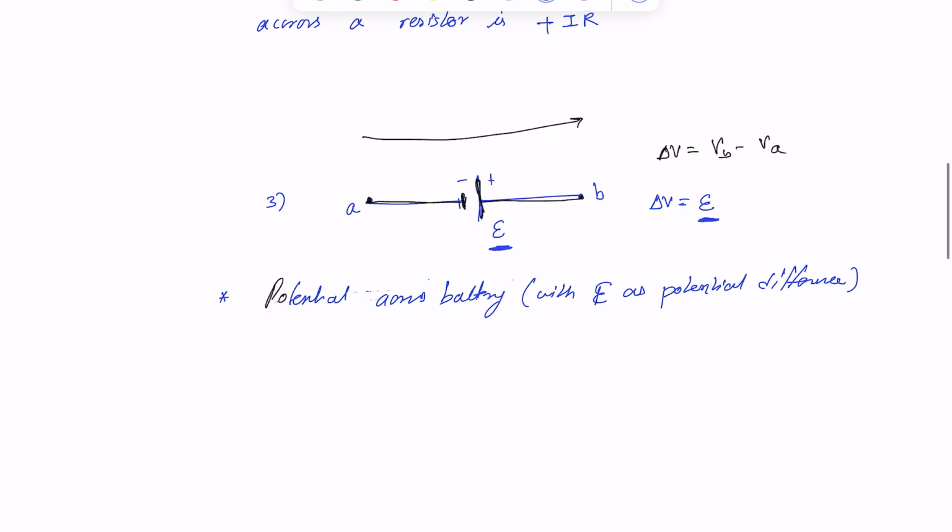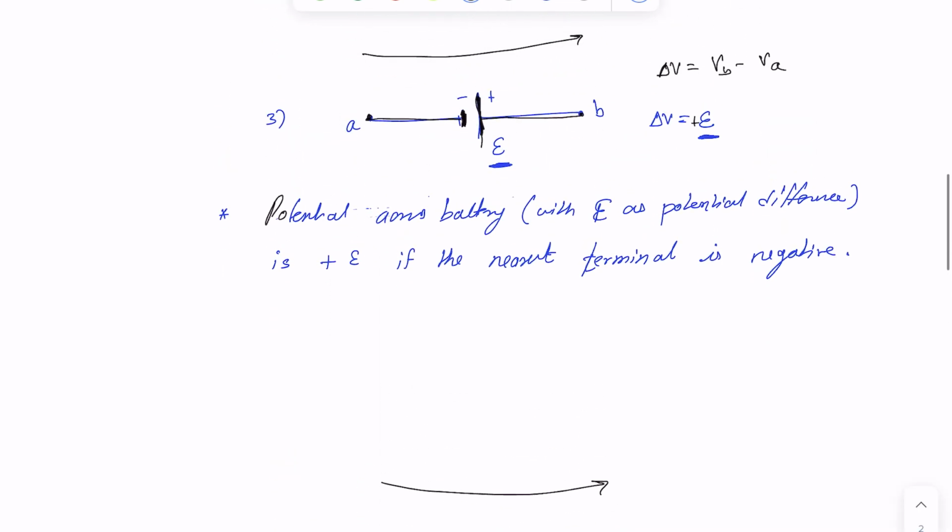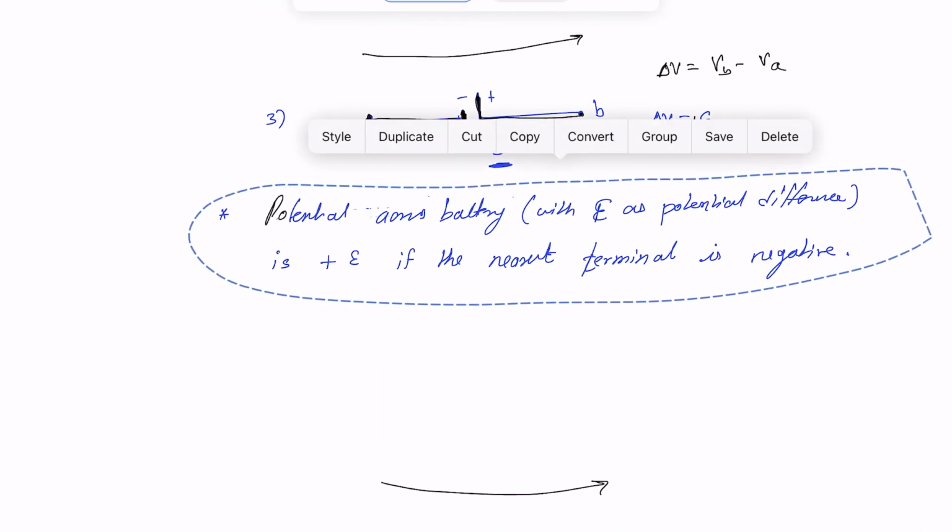Epsilon as potential difference is plus epsilon if the nearest terminal is negative. So what I'm saying is, if you're coming from the left, the nearest terminal for you is this negative terminal, right? And the furthest terminal is the positive terminal. So we include the sign of the positive terminal. That's why we have plus epsilon. The opposite thing is true for this case.